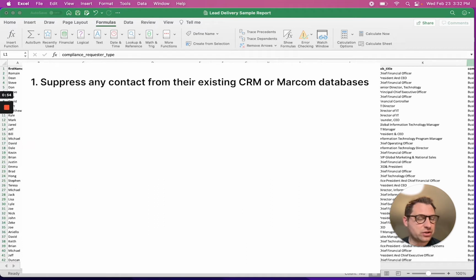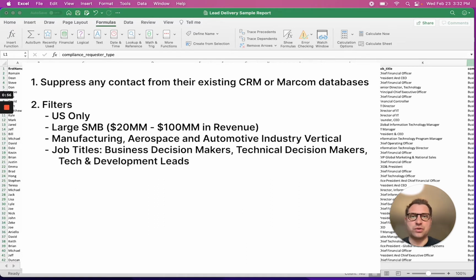And additionally, their targeting was very specific. They wanted US only, large SMB, so 30 million to 100 million in revenue is what they defined as large SMB. They wanted folks from the manufacturing, aerospace, and automotive industry only. And they wanted for titles business decision makers, so high level, so C-level, VP, etc., as well as technical decision makers, so CIO, CTO, director of IT, and tech and development leads inside those organizations, so folks who would have influence over the buying process.